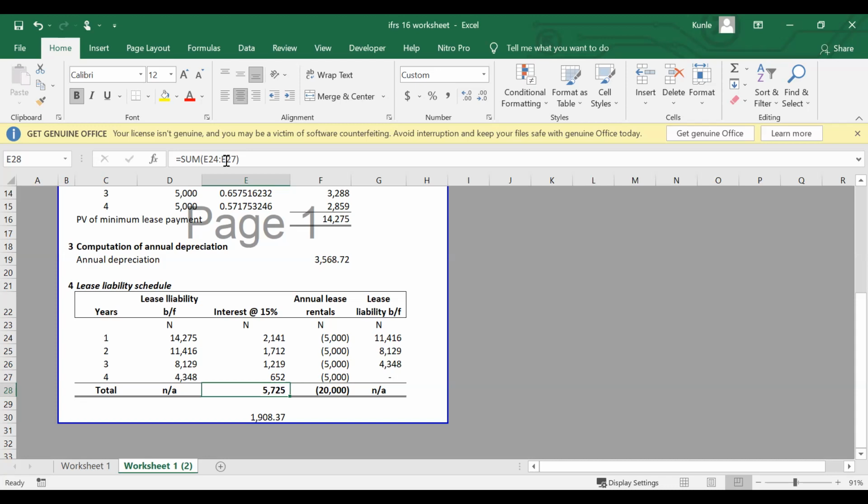We then do what? Debit what? Debit lease liability and credit what? Bank or cash. So come in here and say year one, bank 5,000. Balance carried down will be the difference.